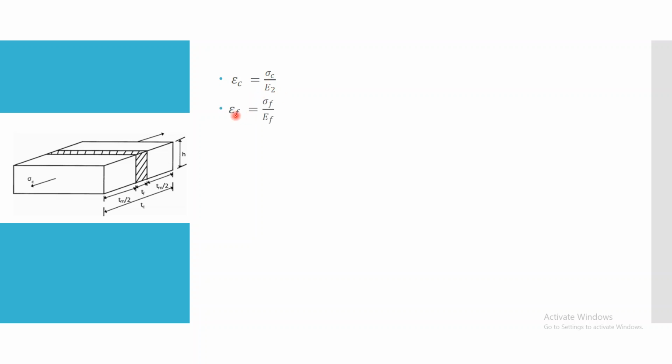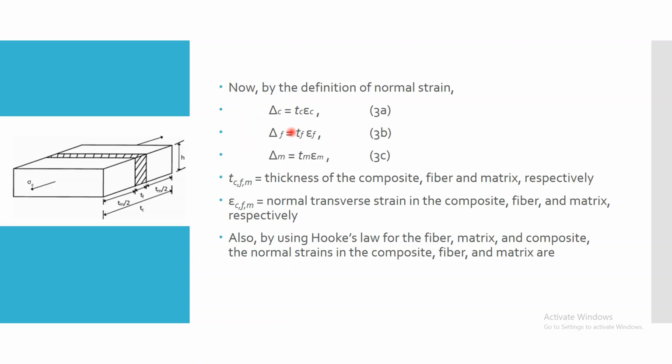Similarly, I can define the relation for the fibers also. Epsilon F is equal to sigma F by EF, and for the matrix, epsilon M is equal to sigma M divided by EM. Using your previous relations, all these three things I am going to substitute here. Once you substitute that, it becomes sigma C divided by E2, sigma F divided by EF, and sigma M divided by EM.